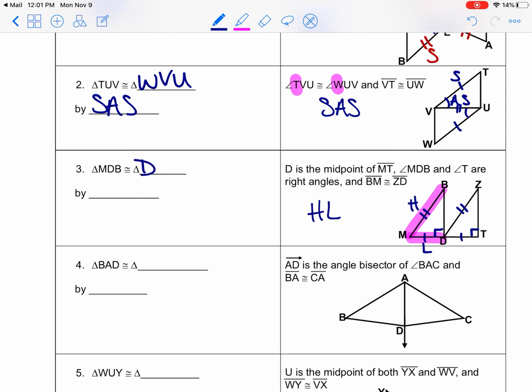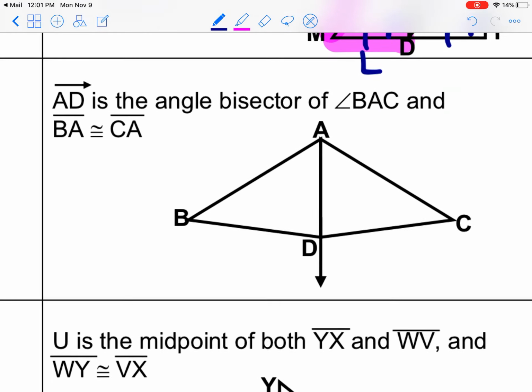So MDB, if they start with M, then we're going to have to start with D. Then it goes to D next, so we'll go to T, and then finish out with Z by our HL congruency.